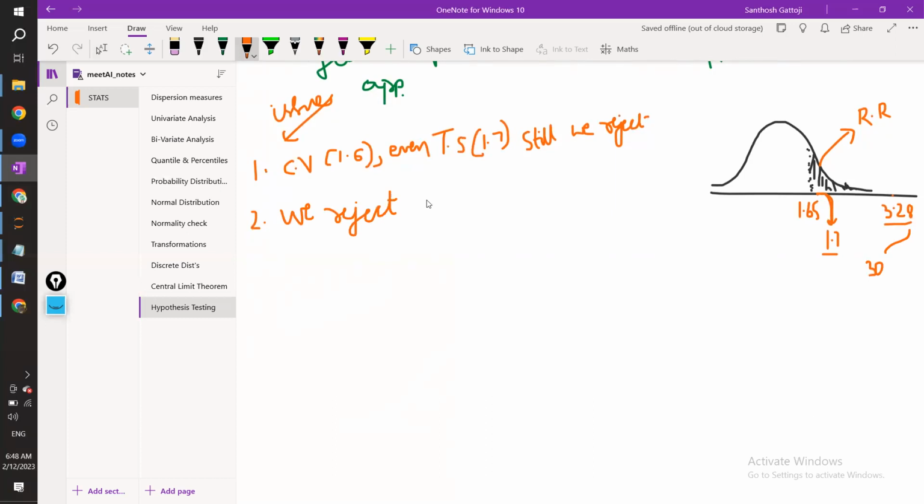we reject all 1.7 also. Okay, 1.7 also, 3.28 also, and 30 also.